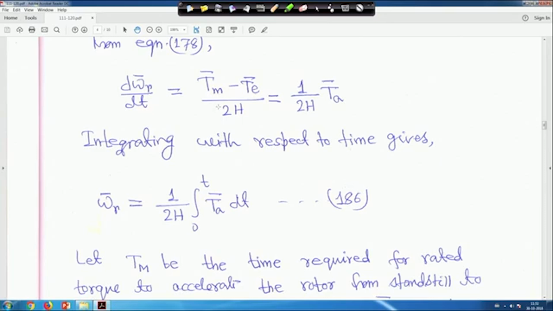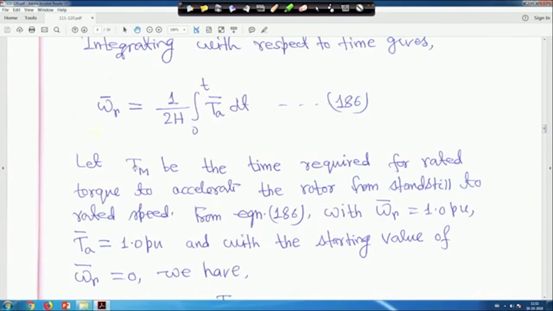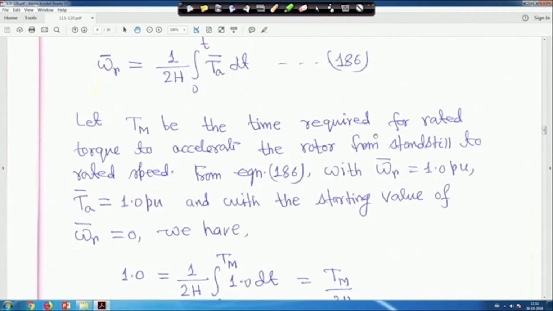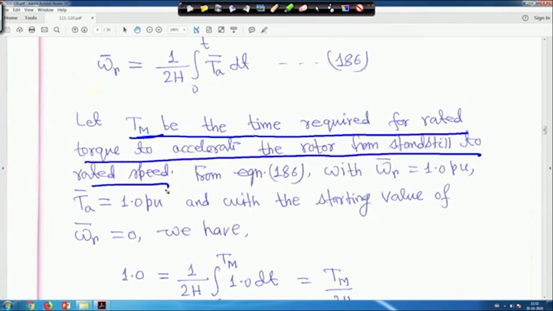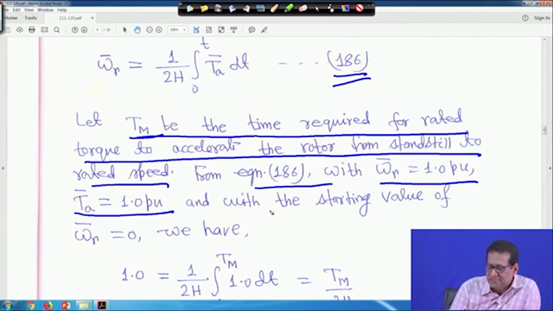Now this is some approximate, rough calculation for the mechanical starting time. Let T m be the time required for rated torque to accelerate the rotor from standstill to rated speed. Now from equation 186, with omega r bar equal to 1 per unit and T a bar equal to 1.0 per unit, and with the starting value of omega r bar equal to 0, the initial value is 0.